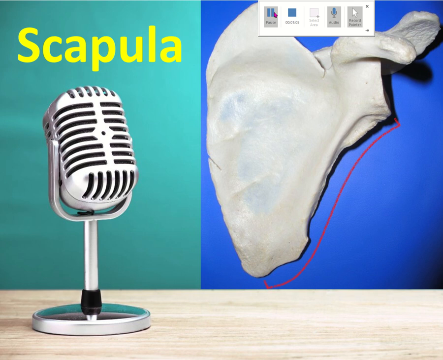How do you determine the side of the scapula? The glenoid cavity should face forward, laterally and slightly upwards. The dorsal surface bearing the spine should face backward. The inferior angle should face downward, and the coracoid process should point forward and slightly laterally.